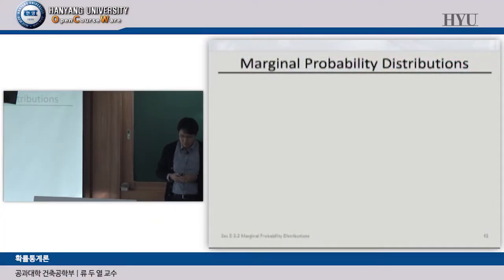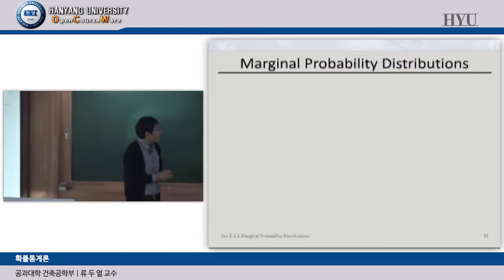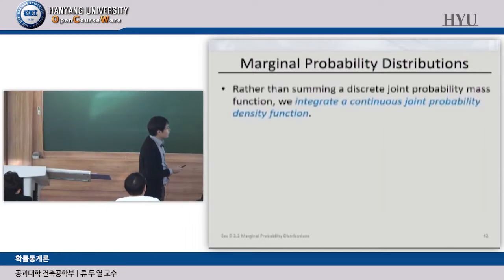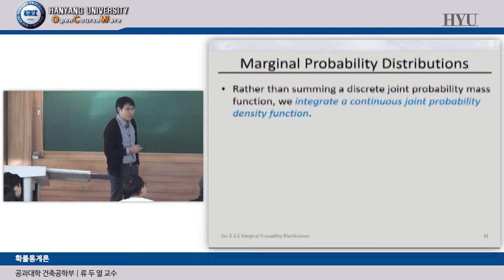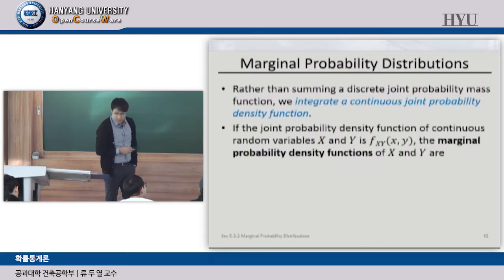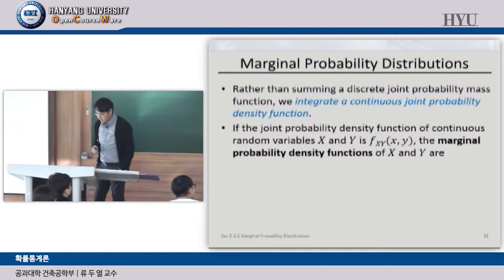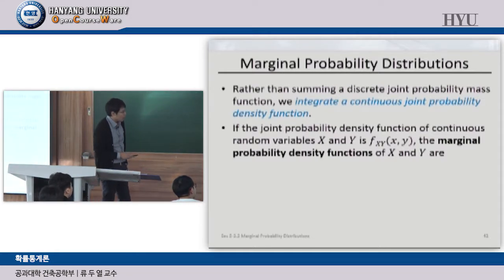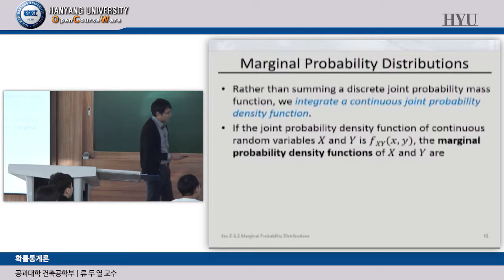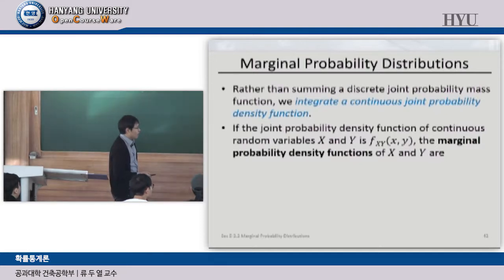We are going to learn about the marginal probability distributions. And rather than assuming a discrete joint probability mass function, we integrate a continuous joint probability density function. Why? Because this is the continuous random variable case, okay? And if the joint probability density function of continuous random variables x and y is given by the following equation, fxy(x, y), the marginal probability density functions of x and y can be expressed by the following equation.